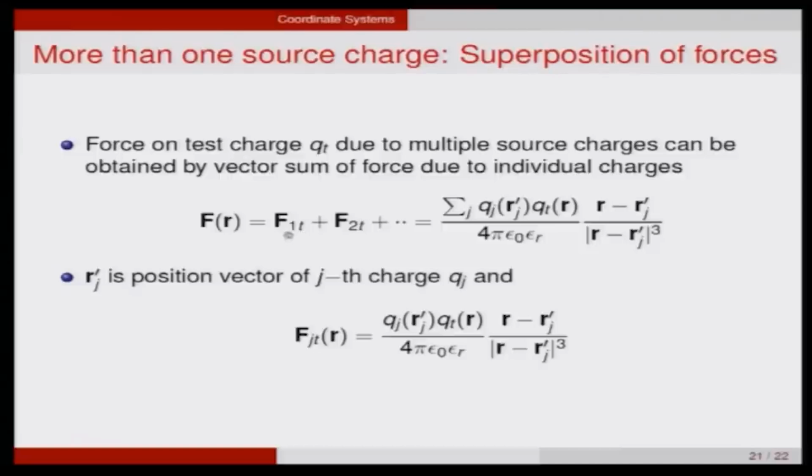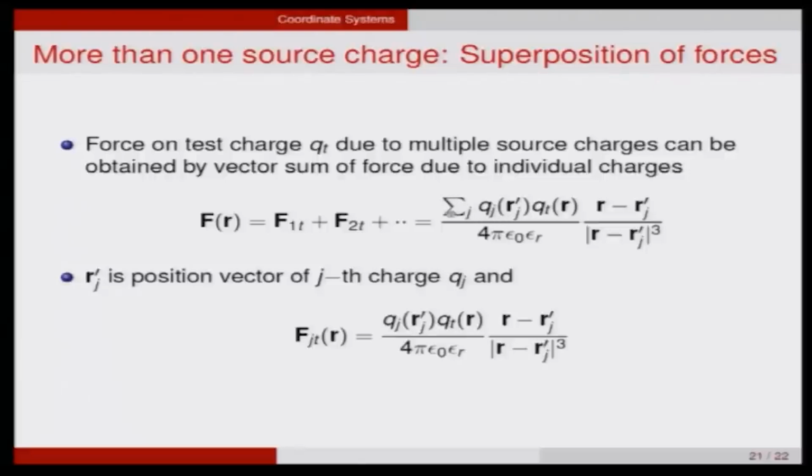What does this F1t mean? It is the force because of the first charge on the test charge. Force F2t is the force of the second source charge on the test charge, and so on. And how are these forces obtained? You simply find out the force because of each of these source charges and then sum them together, and the summing is happening only on the source charge distribution.